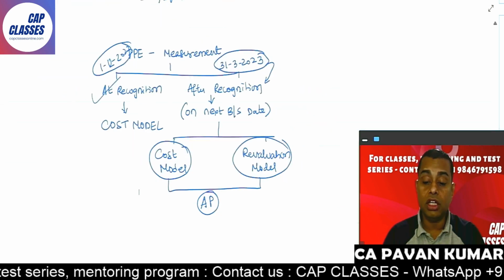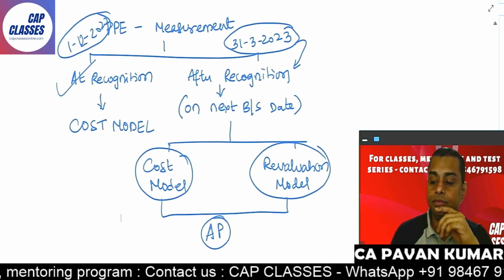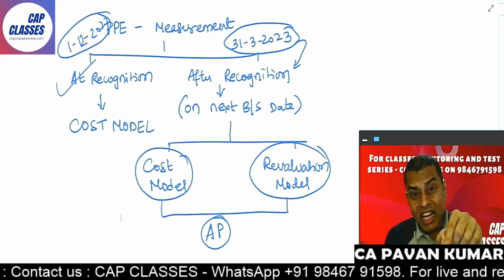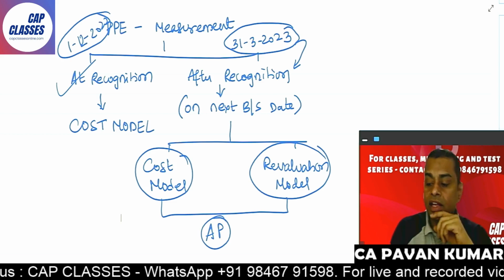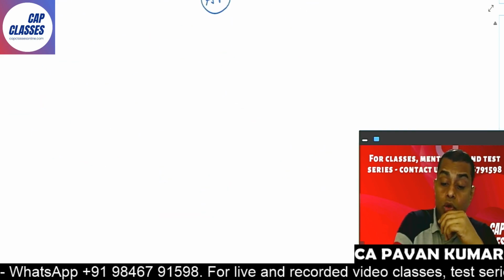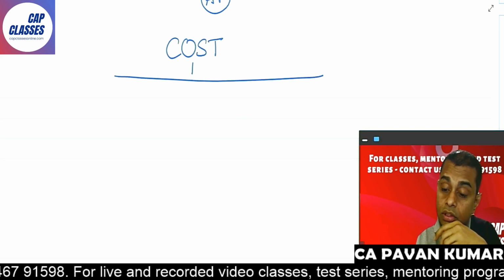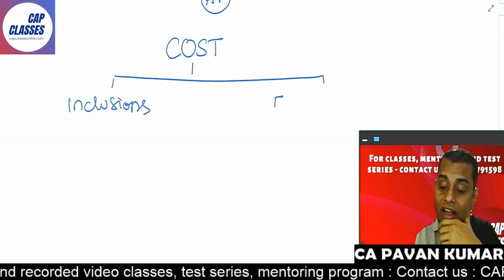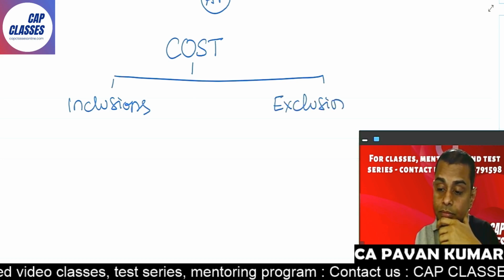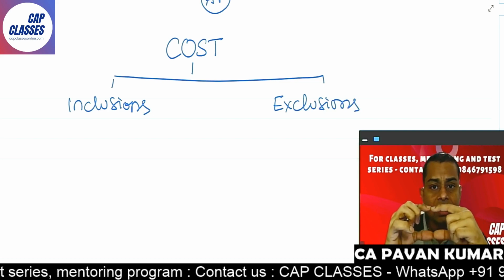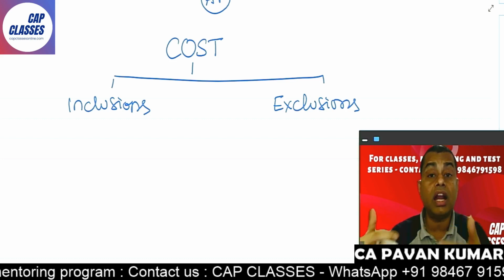So what is the conclusion? We are speaking about measurement. It happens at two levels: measurement on initial recognition, and subsequently. Now here, cost model. So Pavan sir, cost. There are certain inclusions. What is meant by cost? There are certain exclusions. So in this term cost, what are included, what are excluded?